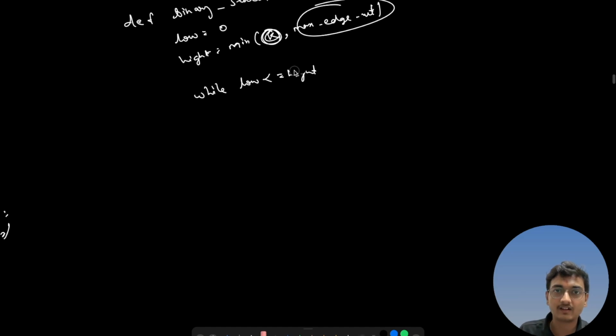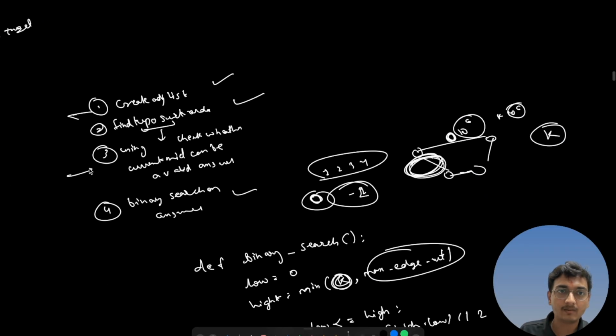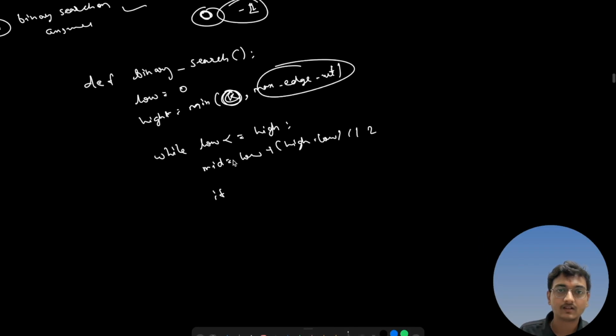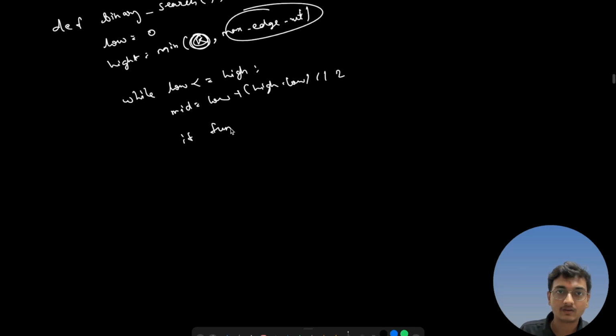Why am I writing high here? Don't know. So mid will be low plus high minus low divided by 2. If I will be calling this function, let's say fun for now, and the function of mid is true, then I can definitely shift my low towards mid plus 1.